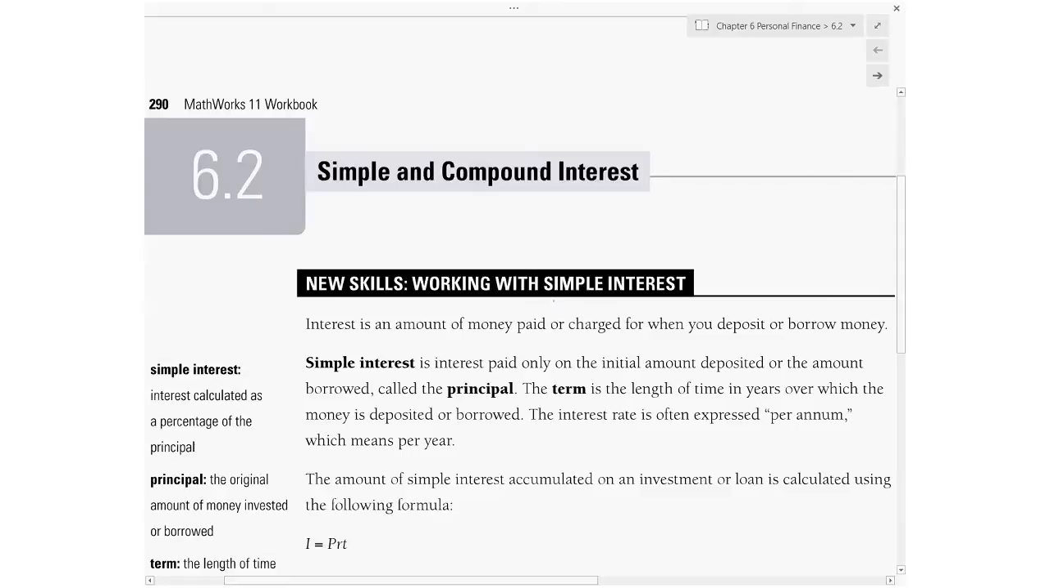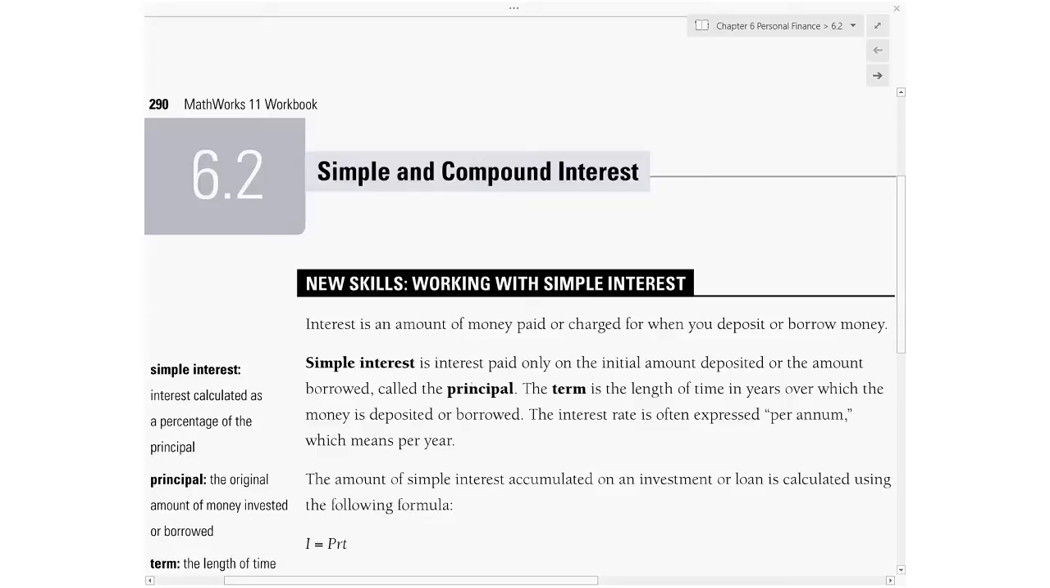In 6.2, we're going to talk about interest. We have both simple and compound interest. This is money that's paid or charged when you deposit or borrow money. So if you have money in the bank, they will pay you interest. If you borrow money from the bank, they will charge you interest. It's your way of making money or their way of making money. So they're paying you to use their money, or you're paying them to use theirs.